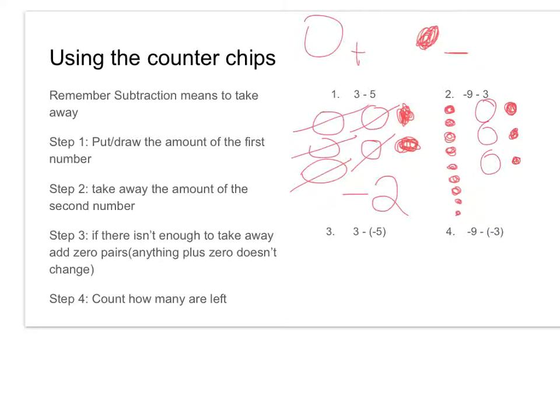So now do I have 3 positives to take away? We got 3 positives with our 0 pair, so I'm going to go ahead and take those away. How many are left over? We have a whole bunch of negatives. Let's count them up. 1, 2, 3, 4, 5, 6, 7, 8, 9, 10, 11, 12. So we have a -12.